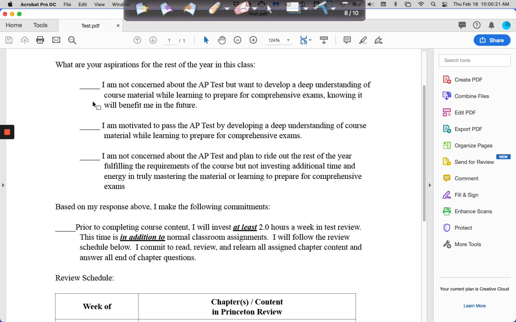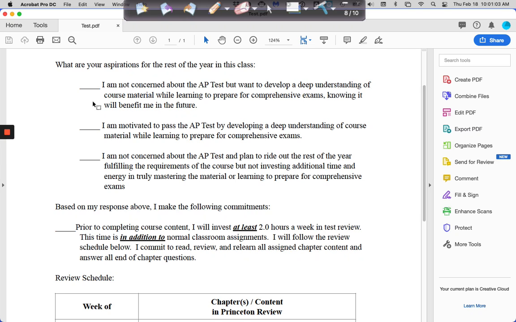And then guys, finally this last one. I'm not concerned about the AP test and plan to ride out the rest of the year fulfilling the requirements of the course, but not investing additional time and energy in truly mastering material or learning to prepare for comprehensive exams. So guys, fundamentally, it comes down to this. I'm not really caught up in needing to really understand the course content deeply, but I see the value in learning to study for comprehensive exams. Here, I want to be ready for the AP test, and I understand that to do that, I need to do some work, which will then help you experience how to study for comprehensive exams.